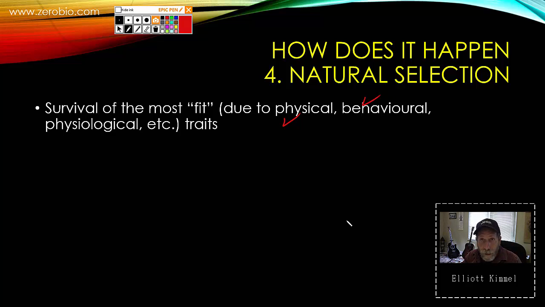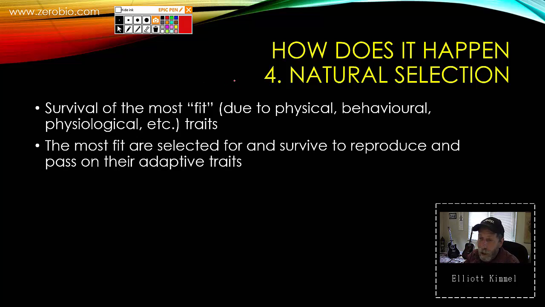They could be behavioral traits, the way that they hunt, the way that they have the right mating behaviors, or physiological traits, how the chemistry of the body works. Are the enzymes working right? Is hemoglobin working right? You know, the DNA and that kind of stuff. So fitness comes not just in physical traits, but in these other traits. Survival of the organisms with those fitness traits. The most fit organisms are selected for.